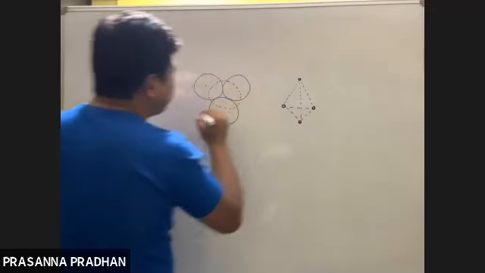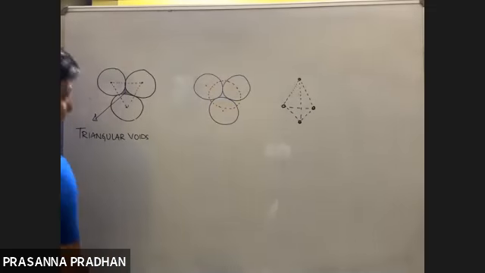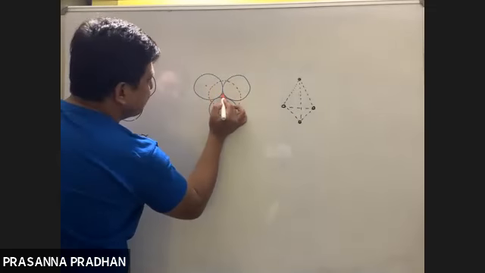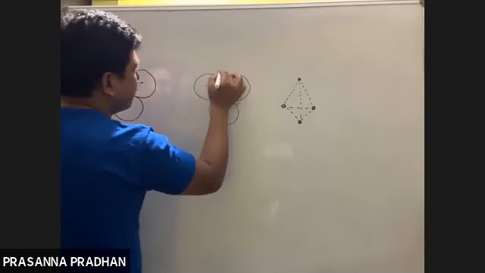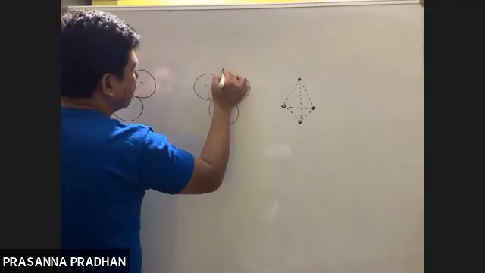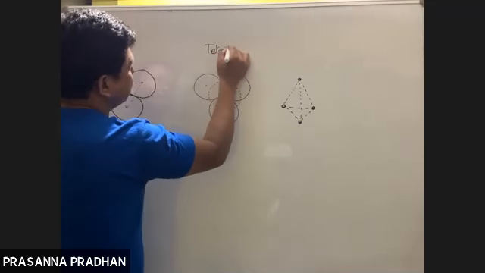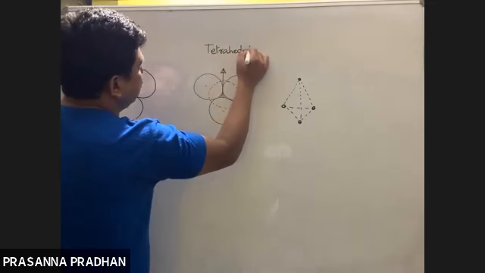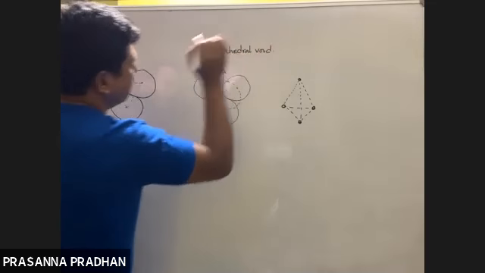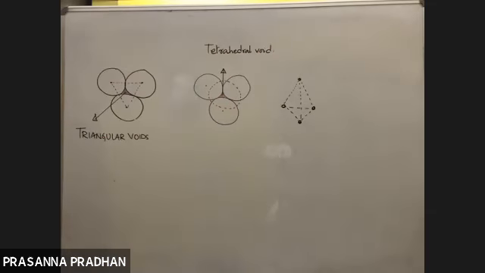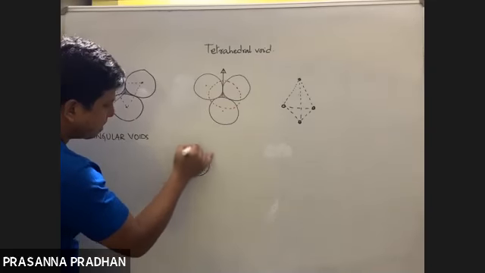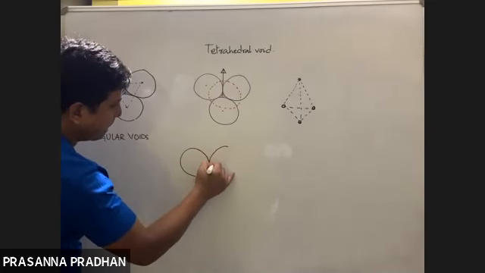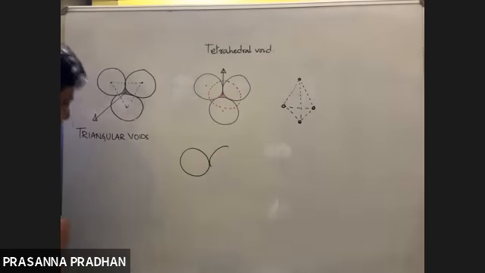So the void which is created out here, the void that is visible here, this void is known as a tetrahedral void. Okay, fine. I'll show you, don't worry. I'm going to show all of these in the next class.